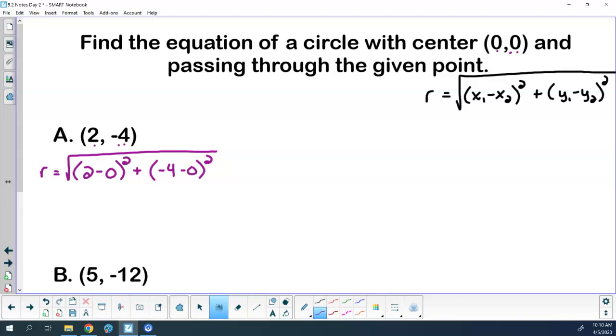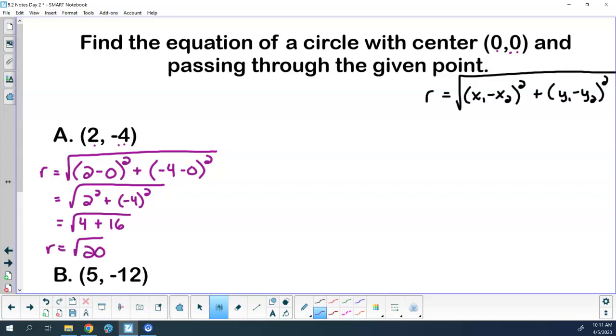Two minus 0 is 2. Negative 4 minus 0 is negative 4. 2 squared is 4. Negative 4 squared is 16. So my radius is the square root of 20.